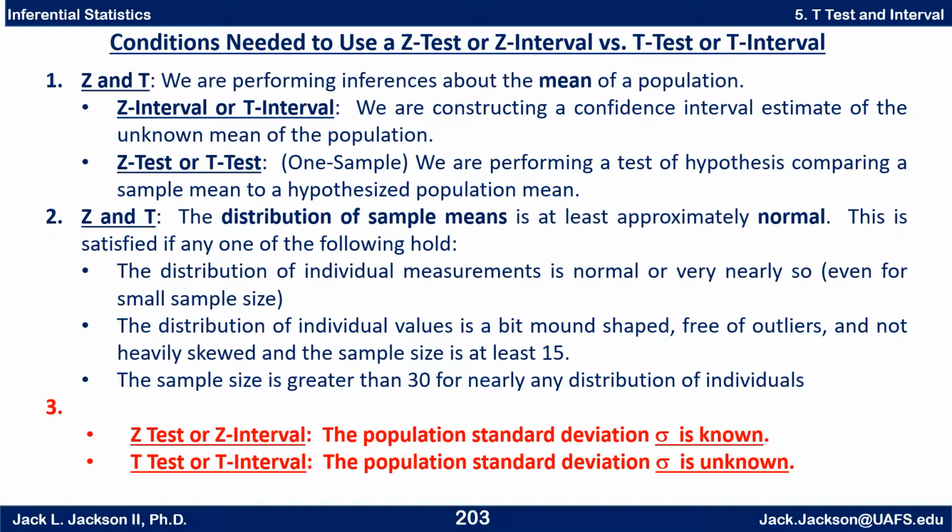For both the z and the t, the distribution of sample means is at least approximately normal, and this is satisfied if any one of the following holds: the distribution of individual measurements is normal or nearly so, even for small sample sizes; the distribution of individual values is a bit mound-shaped, free of outliers, and not heavily skewed, and the sample size is at least 15; or the sample size is greater than 30 for nearly any distribution. But the difference is condition 3. In a z-test or z-interval, the population standard deviation sigma is known.